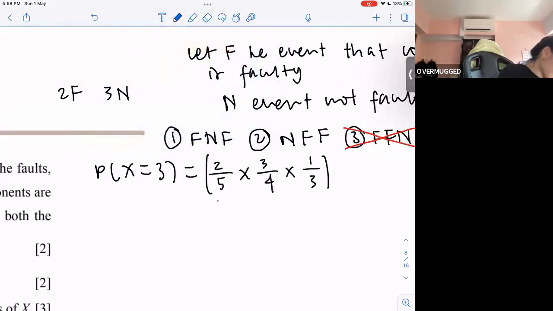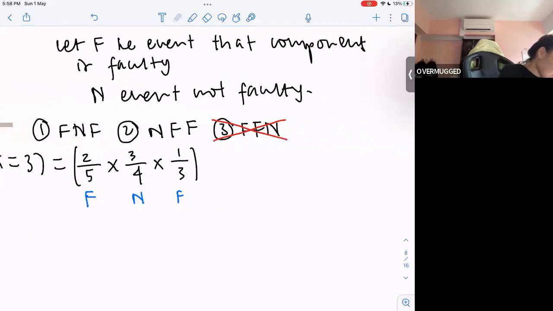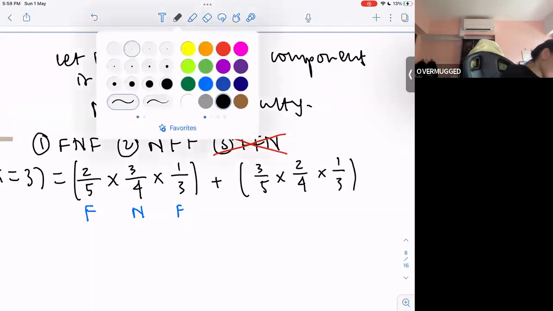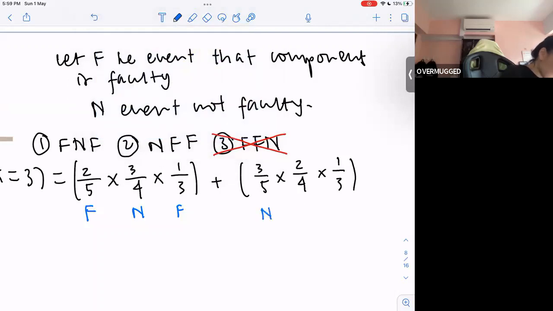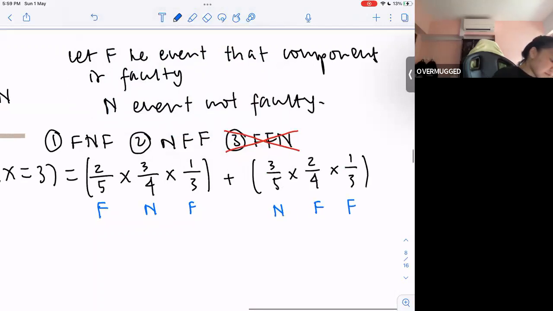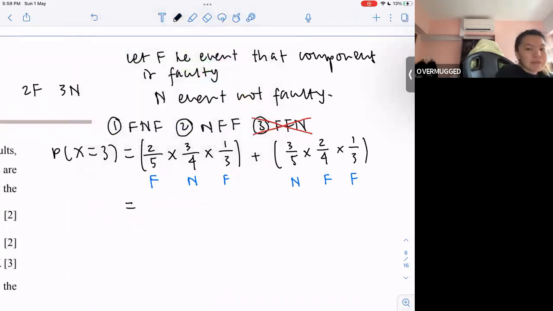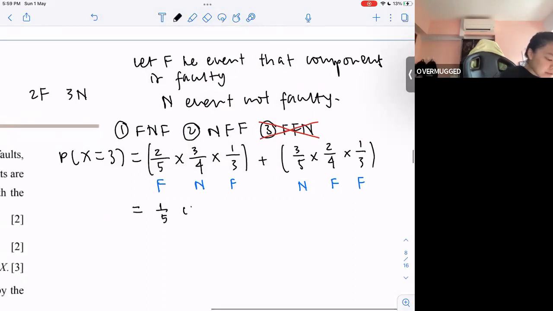So this will be faulty, not faulty, faulty. Plus, for not faulty first, I have 3 out of 5. Then faulty, I have 2 out of 4. Then 1 out of 3. And this is not faulty, faulty, faulty. So just like that, you'll be able to calculate your probability and verify that this is equal to 1 out of 5. So you can say shown.